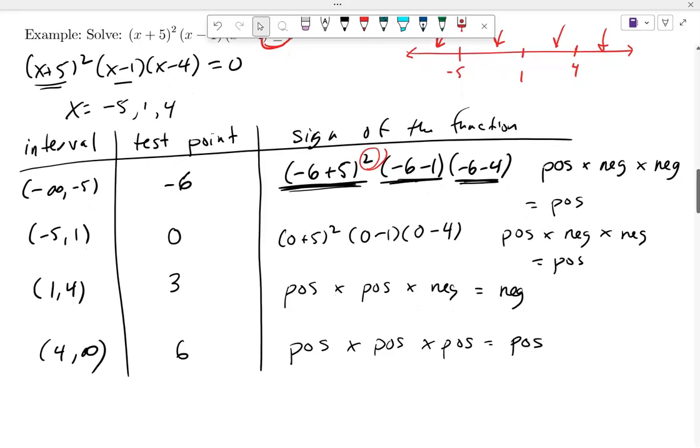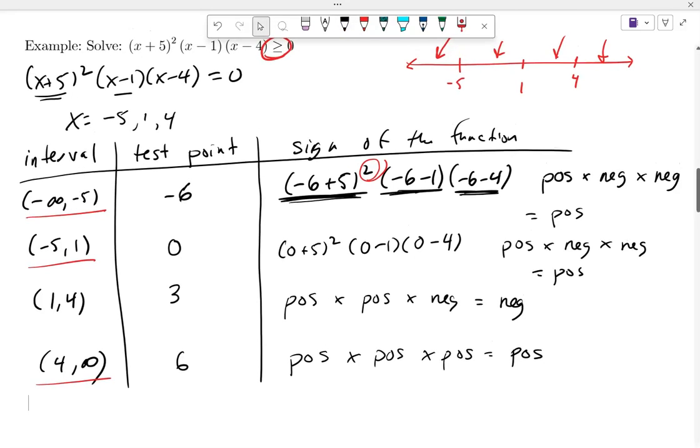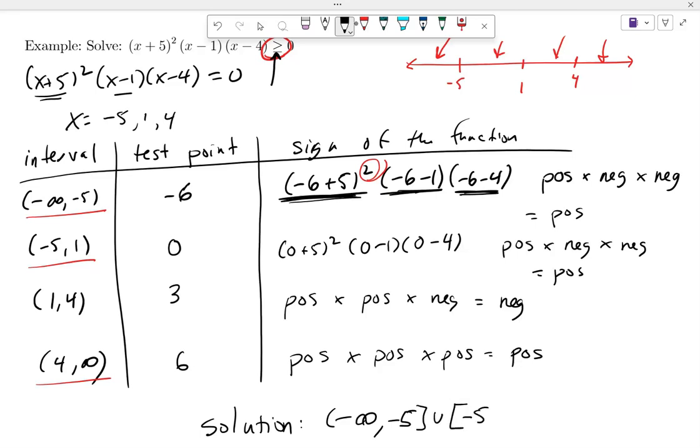So what intervals do you think we're interested in? Okay, yep, negative infinity to negative 5, negative 5 to 1, 4 to infinity. Now we have to be a little bit careful the way we write it. Notice this is going to be included, right? It's equal to. Okay, so when we write our solution, we'll do negative infinity up to negative 5. We also have negative 5 to 1. And we have 4 to infinity.